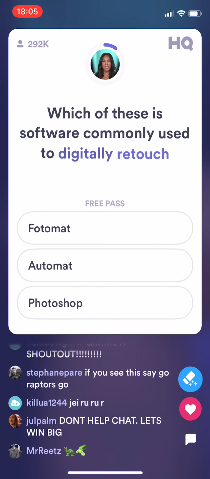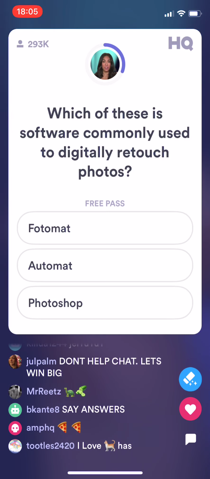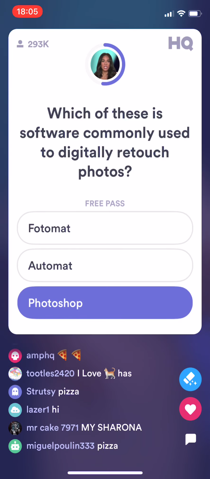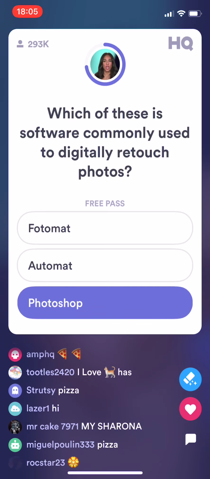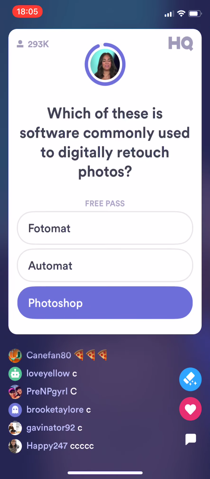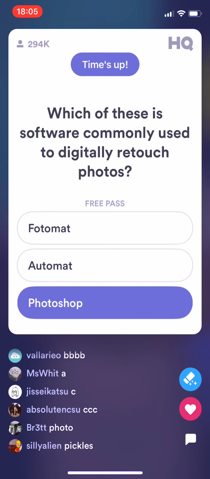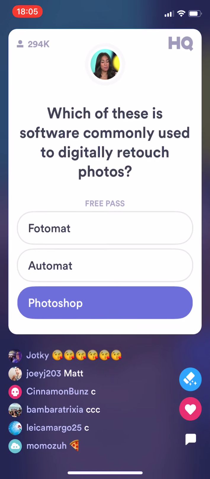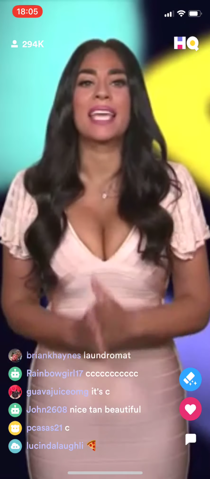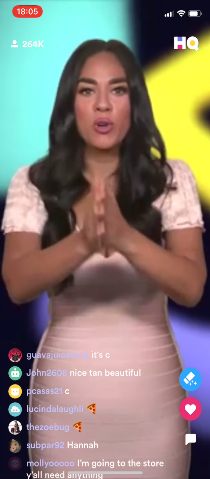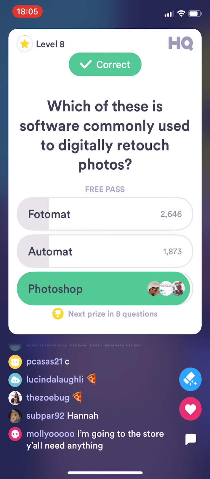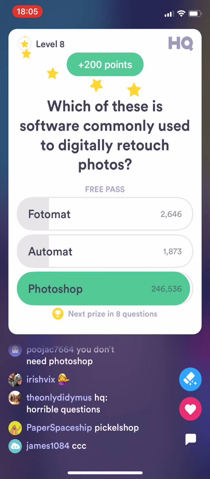Which of these is software commonly used to digitally retouch photos? Photomat, Automat, Photoshop. We're all guilty of using it. This is the IG era. It can take any pic from beastly to beauty. Thank you, IT gods, for Photoshop. Oh yeah, look at picture perfect right there.